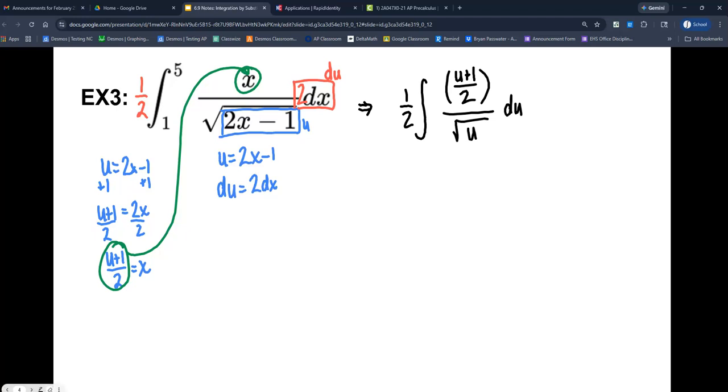Is everybody okay with where everything came from? This part right here was your x. This piece right here is what we declared as u in the beginning. And this piece right here is your du.